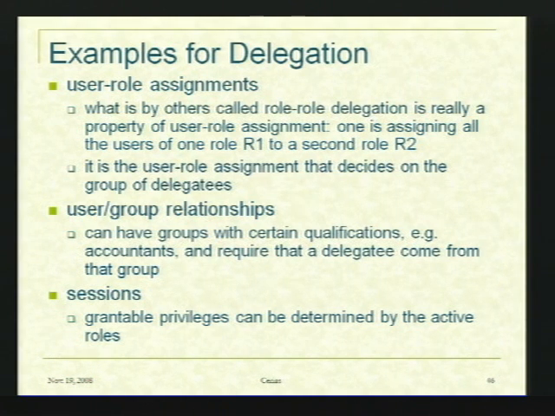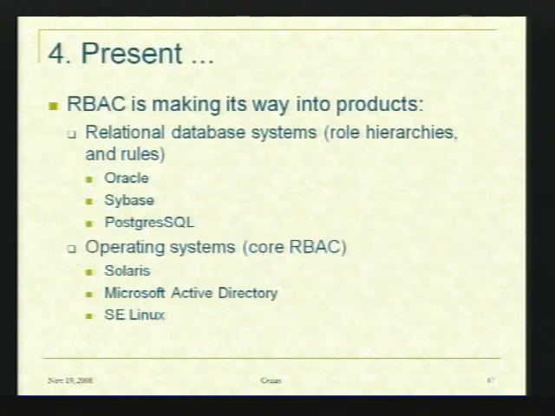You can use the information on the group graph as well to say that only certain groups can be delegatees. So maybe you have accountants, and you only want accountants to be delegated. And with sessions, the grantable privileges can be determined by your active roles.